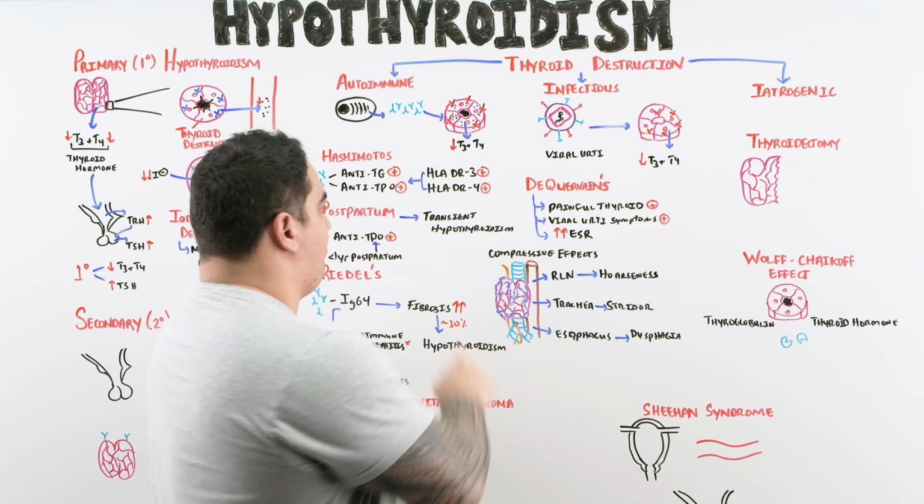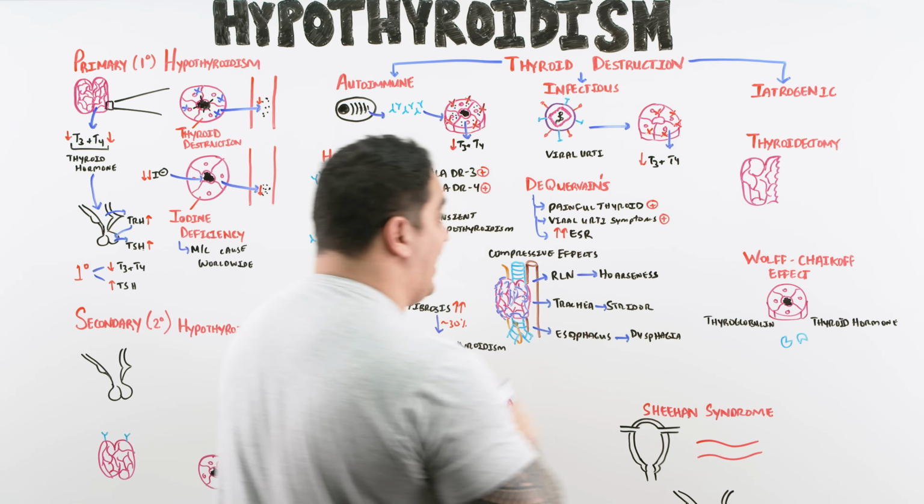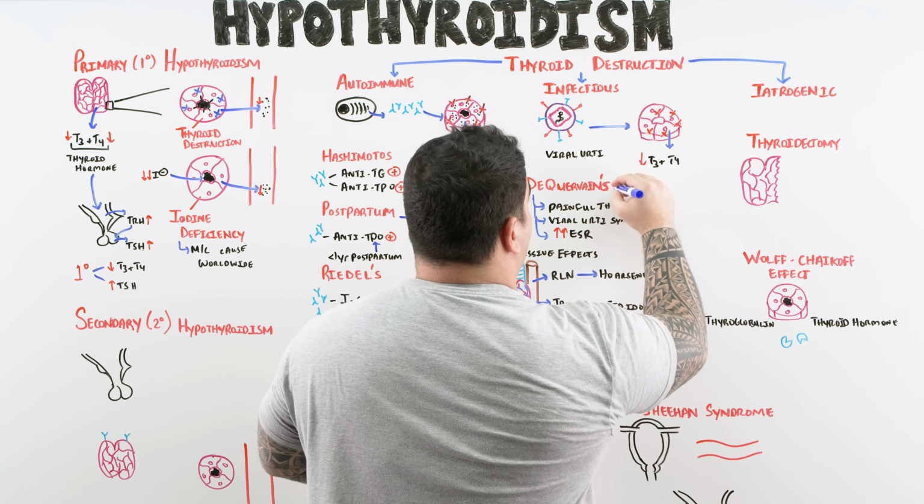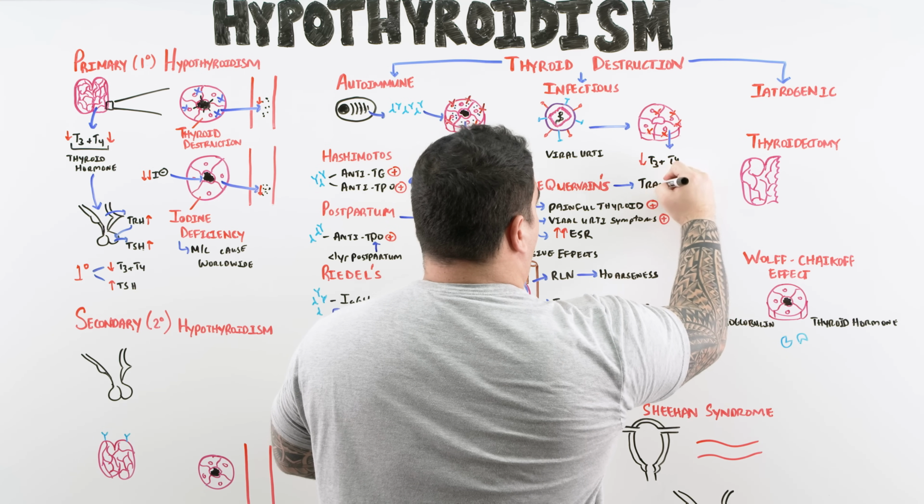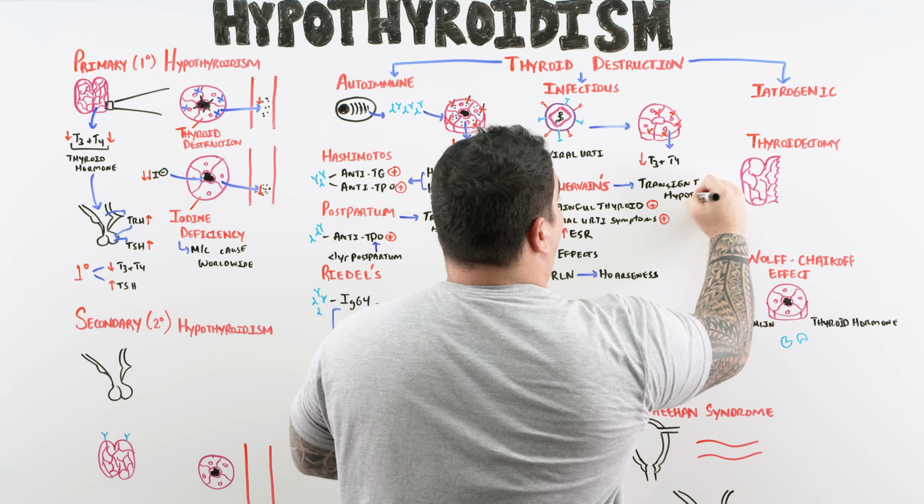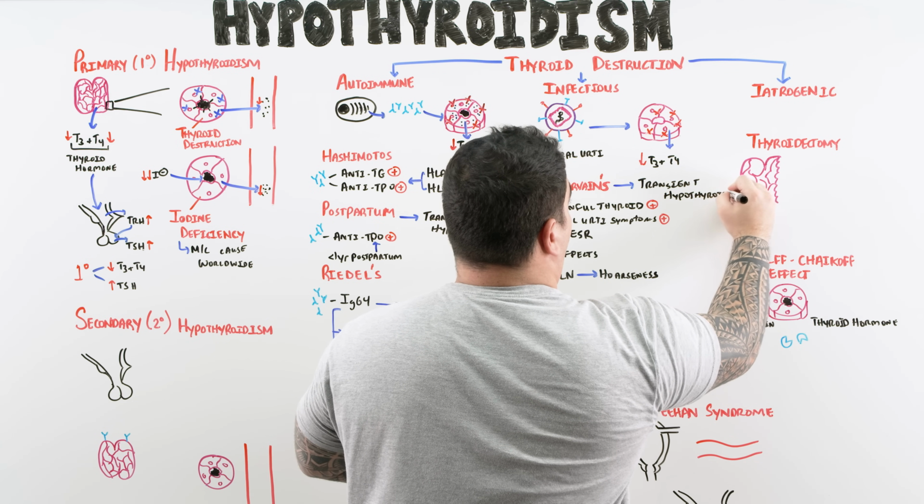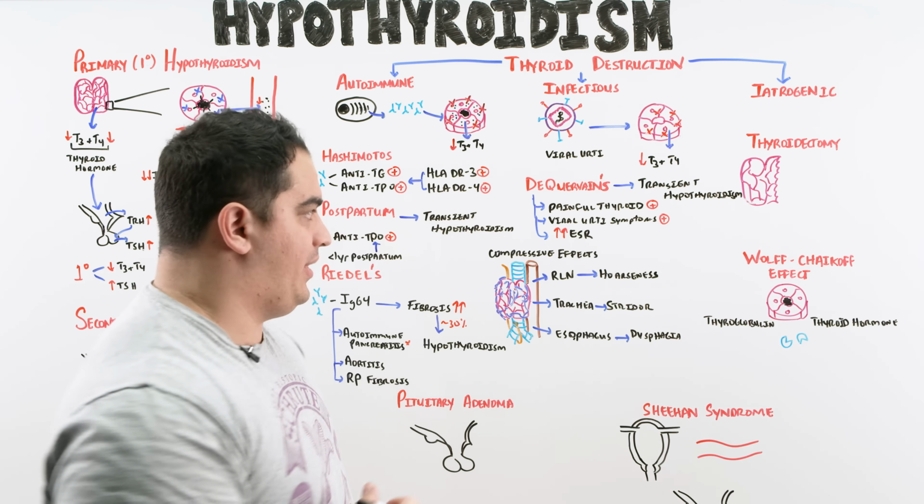One big thing to remember. Remember how I told you postpartum is transient? De Quervain's is transient. This is a transient hypothyroidism. It's not permanent. That is another high yield fact. This is a part of that triphasic response I mentioned before. And again, we'll repeat that whenever we get into hyperthyroidism.